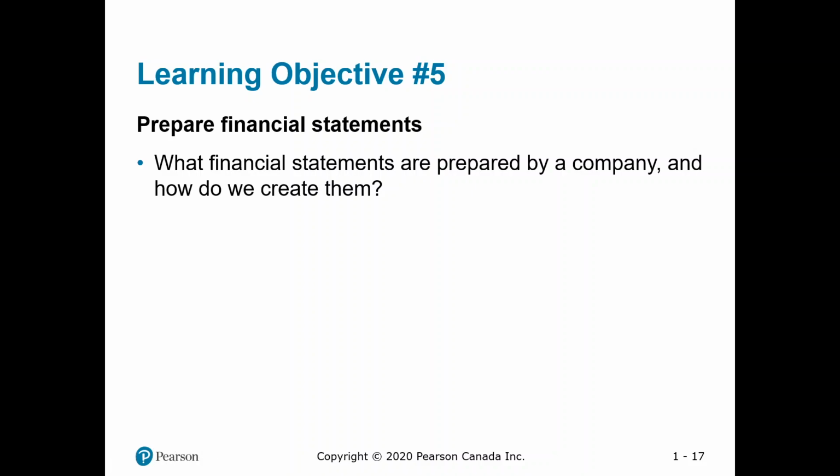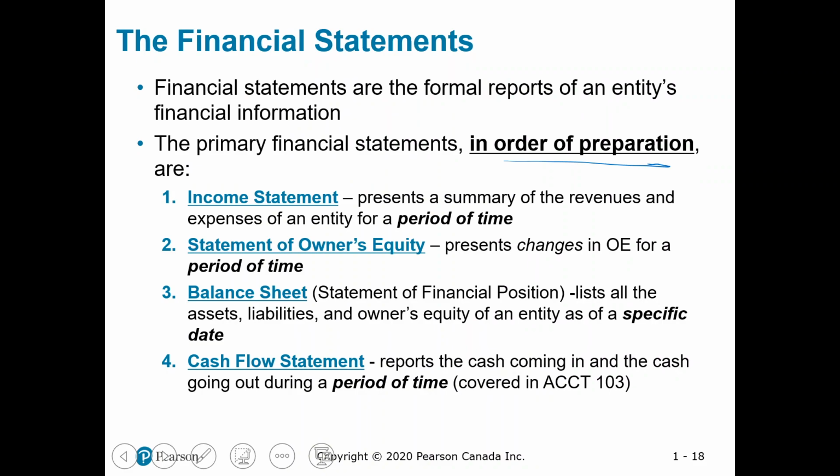We will come back to number 4. I'm just doing this in a bit different order than the textbook. Learning objective 5 looks at what financial statements are prepared and how do we go about preparing them. These are the 4 statements that get prepared by businesses, and they're listed, as you can see here, in the order of preparation. The first one that we will look at is the income statement.